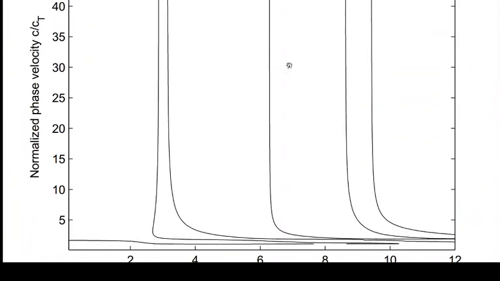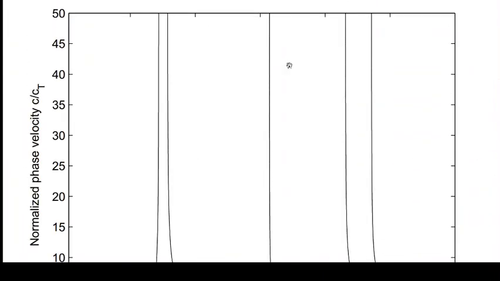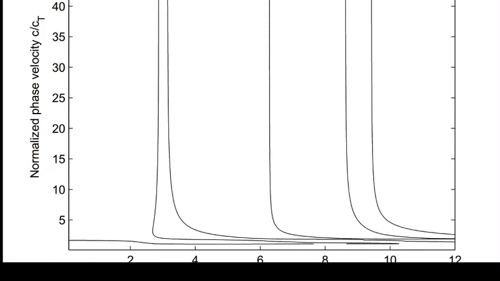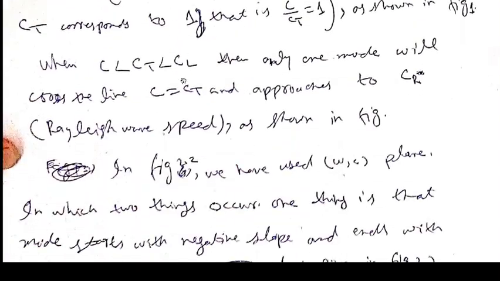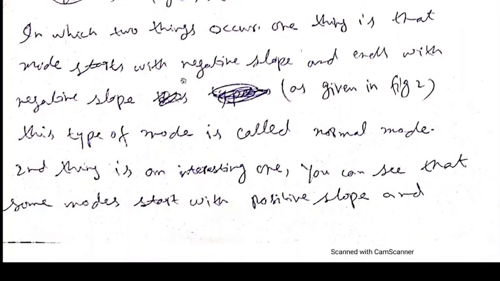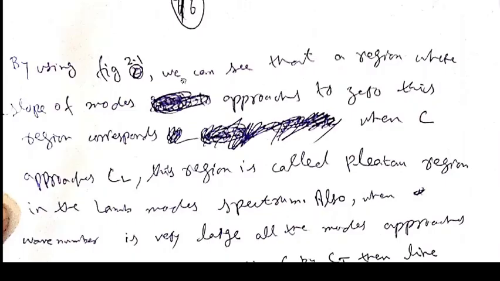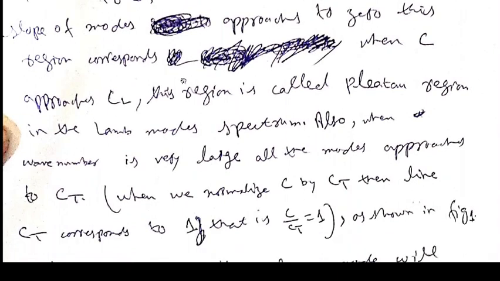I was saying that the first thing is that the mode starts with negative slope and ends with negative slope. For example, this mode, its slope is negative. If you check, till the end it will have negative slope. Now these are approaching CT. Till the end it will have negative slope. But one more thing appears in this domain. What is that?